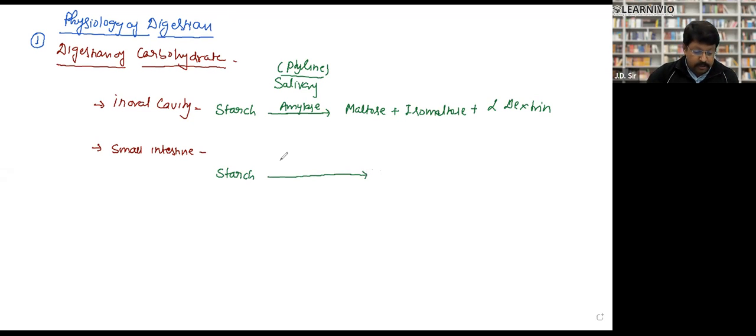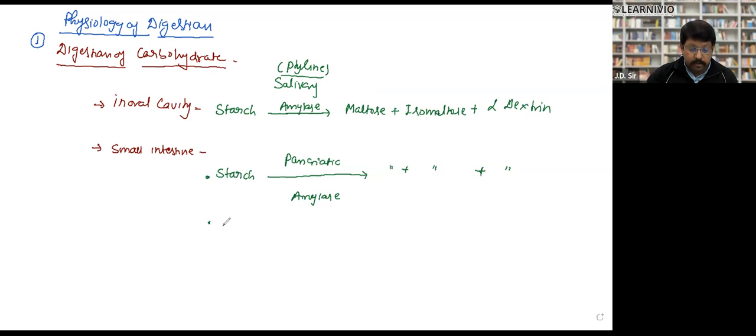meets pancreatic amylase. The pancreas secretes pancreatic amylase. Pancreatic amylase breaks it down into maltose, isomaltose and alpha dextrin, the same thing we have discussed. So in the small intestine, first starch is broken into maltose, isomaltose, and alpha dextrin.